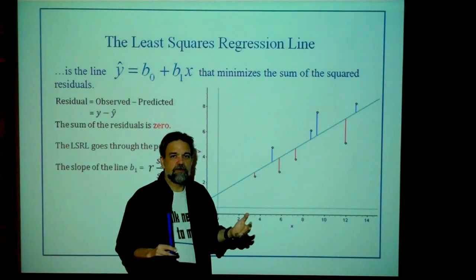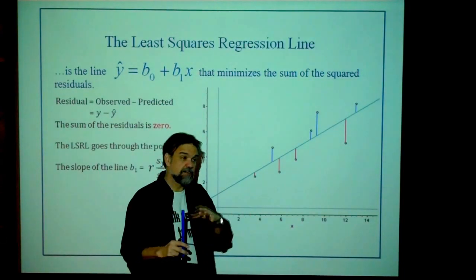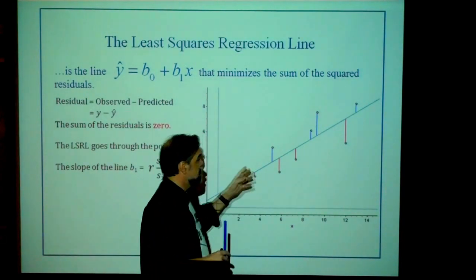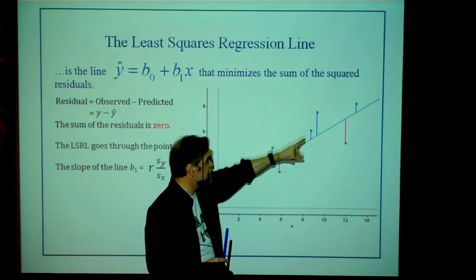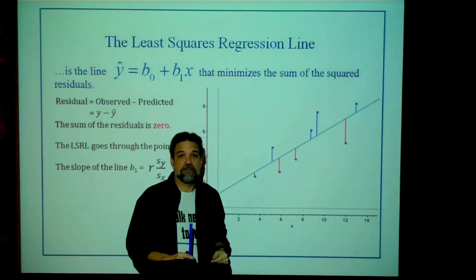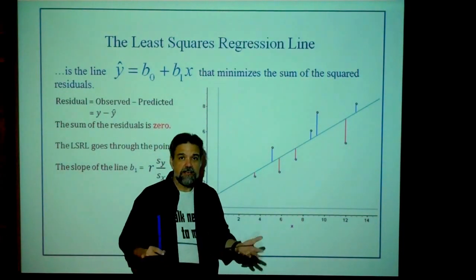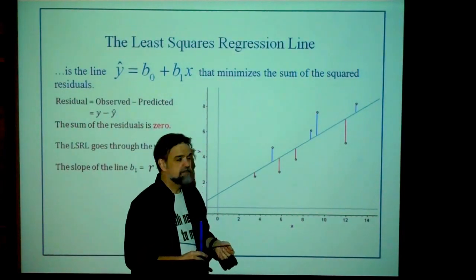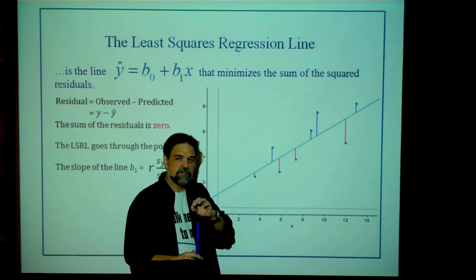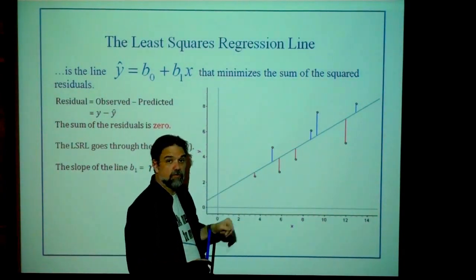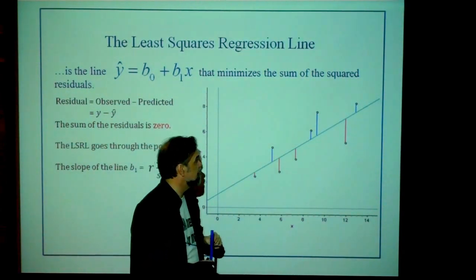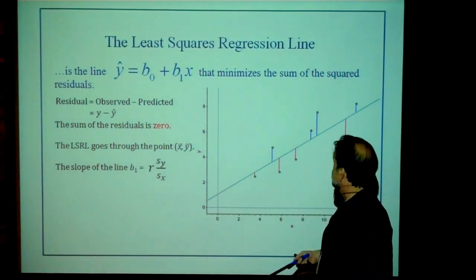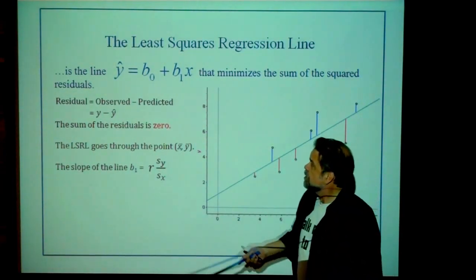Now, why do we square them before we sum them up? It's really simple. If we were to just sum them up, the positive ones and the negative ones would cancel each other out, and you could have an infinite number of lines that would give you zero as your sum of residuals. That wouldn't be very helpful at all. With the sum of the squared residuals, we end up with one unique line.